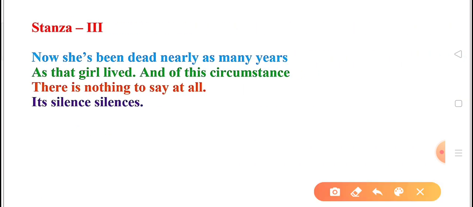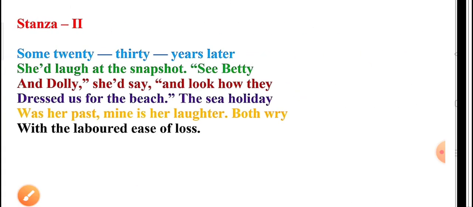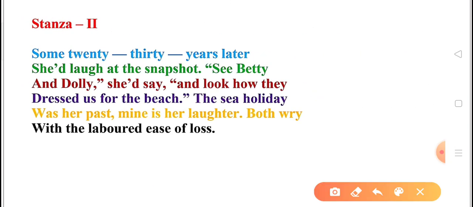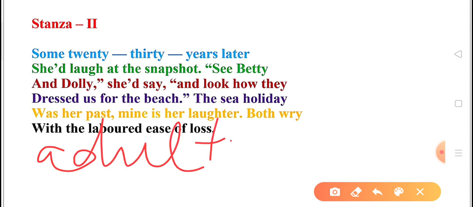Moving to the next and the third stanza. By the way, the second stanza focuses on the adulthood of the mother.